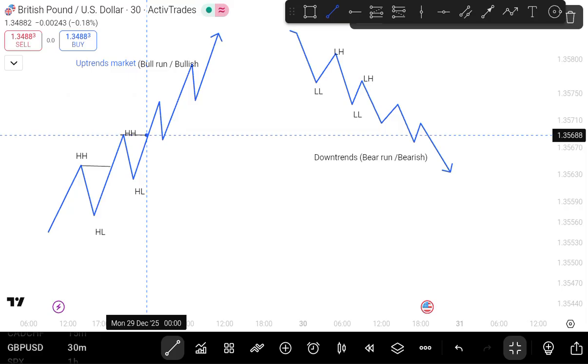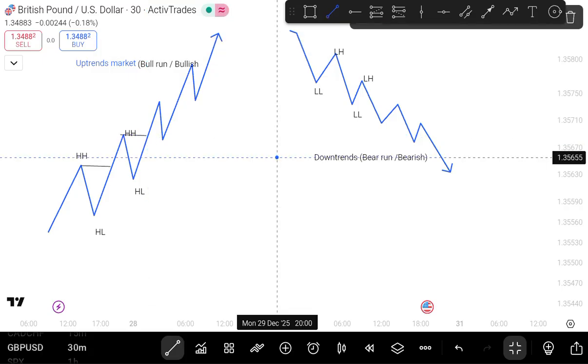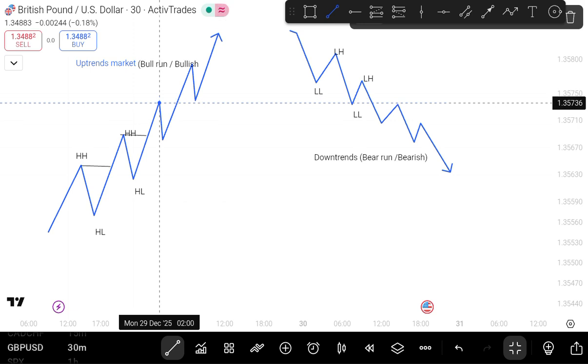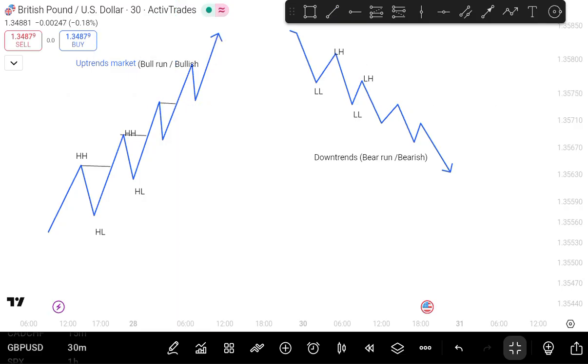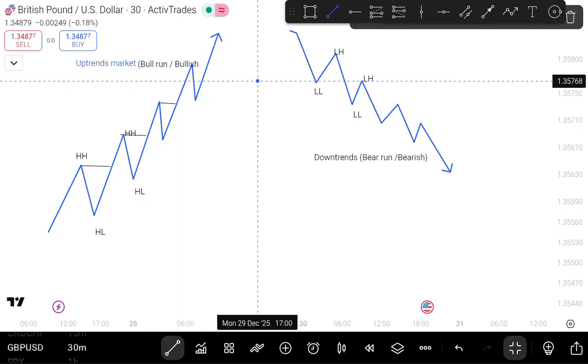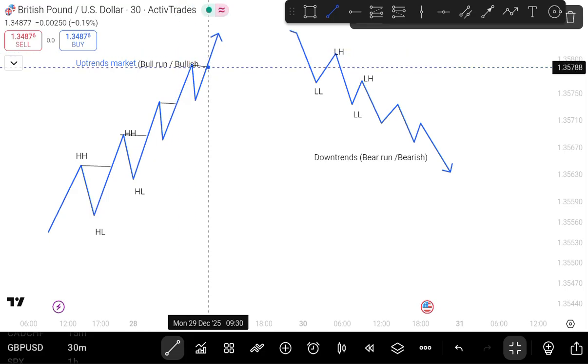Now you can see the market break this particular higher high again, and we have what we call a break of structure, BOS. You can see this higher high was broken again, then the market kept going up. And this higher high was also broken, and the market keeps going up.